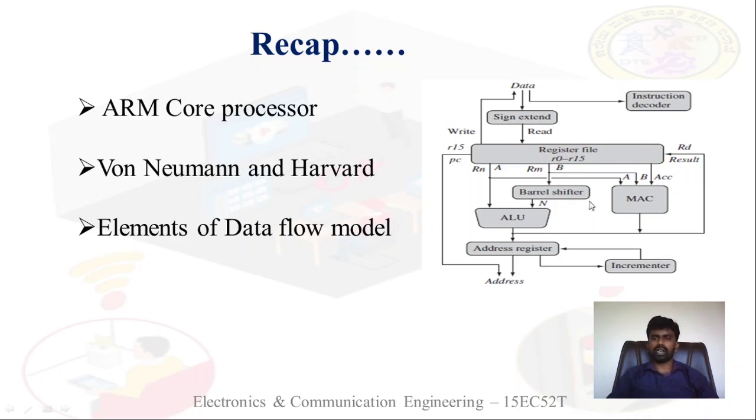Then there is a barrel shifter to perform shifting and rotating operations. Then there is a MAC unit, that is multiply and accumulate unit. Then there is an ALU, arithmetic and logic unit. Then the address register is present to store the address that is generated by the ALU. Then there is an incrementer to increment the address present in the address register. So all this we have studied in the previous lecture.